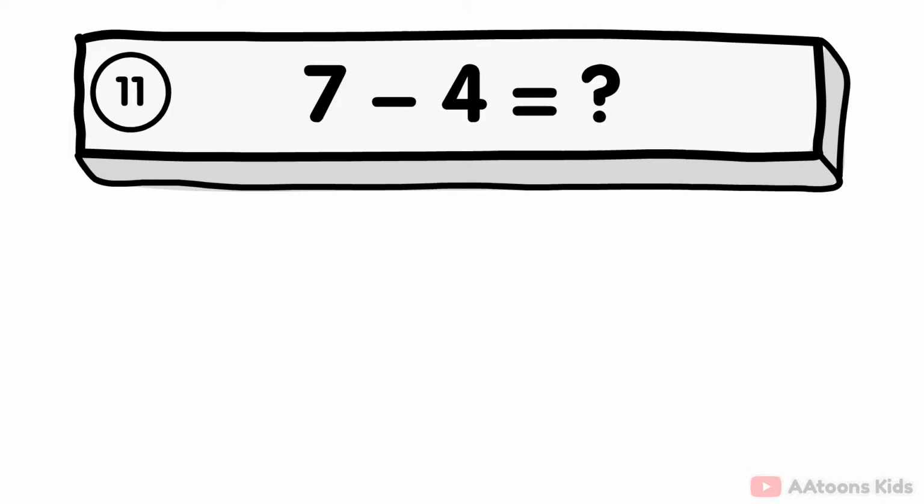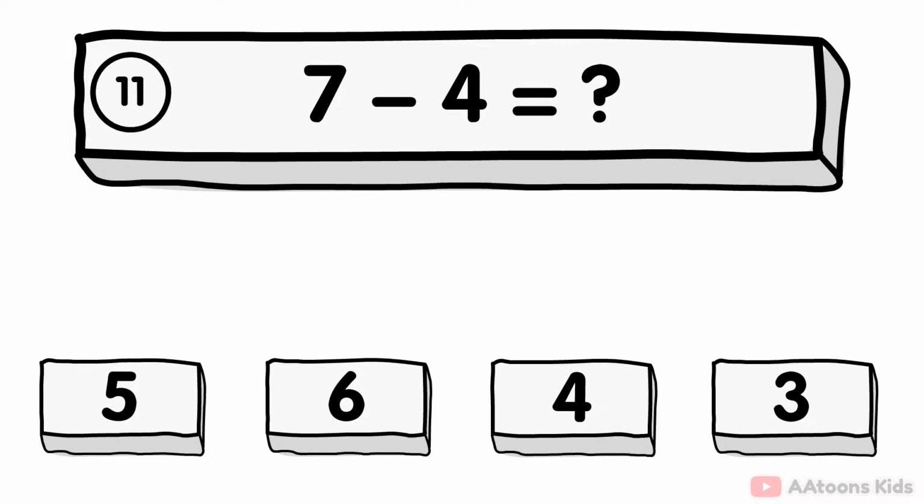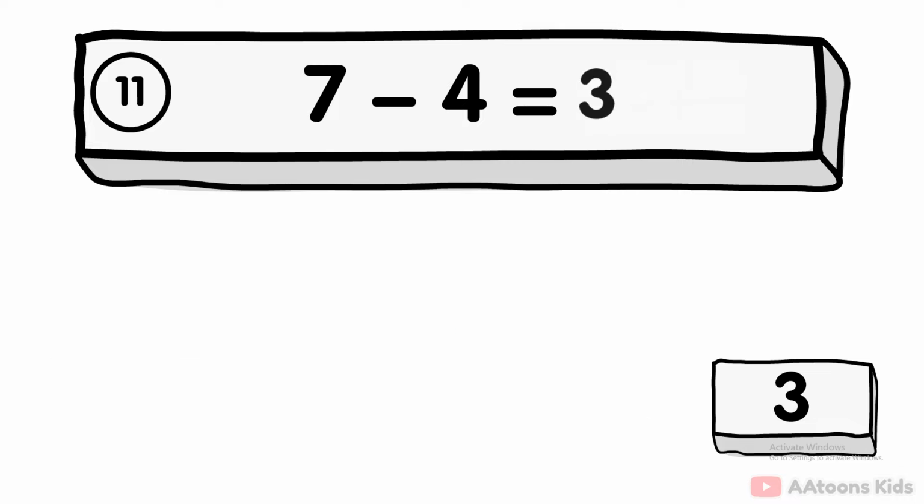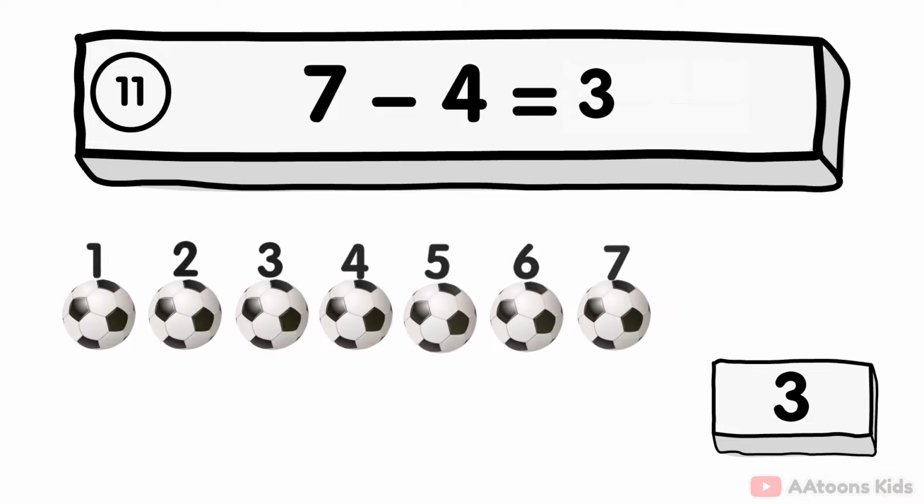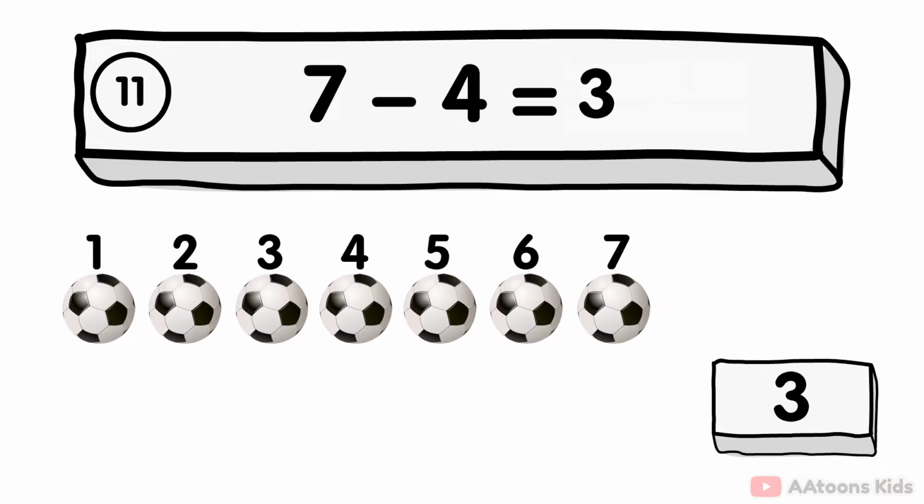7 minus 4 is equal to 3. Let's take the biggest number 7 and subtract 4 from 7. 1, 2, 3, 4. Now count the remaining balls. 1, 2, 3. So 7 minus 4 is 3.